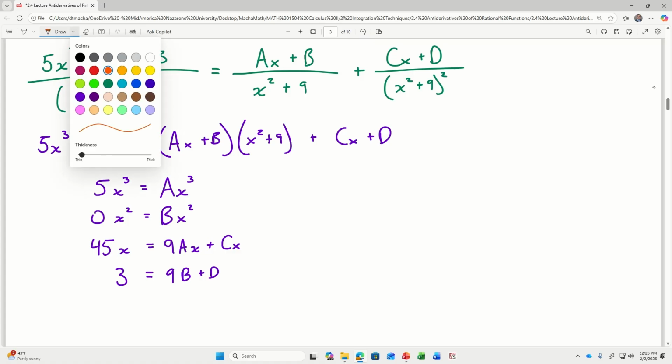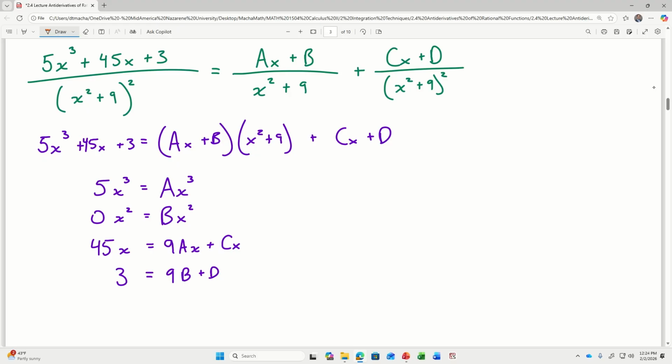So solving this system is not terribly hard. First of all, b is equal to 0 from that second equation. So that doesn't matter. What is a equal to? 5. So when it says 9 times ax, that's 9 times 5 times x, which is 45x. So what does that make c equal to? 0. And then d is 3.